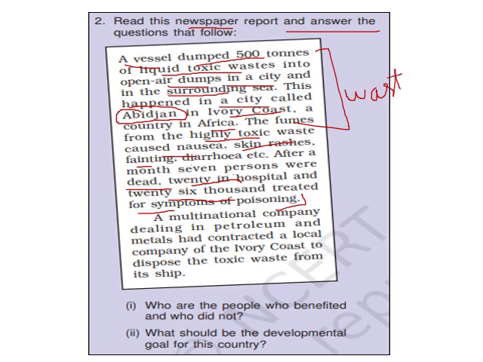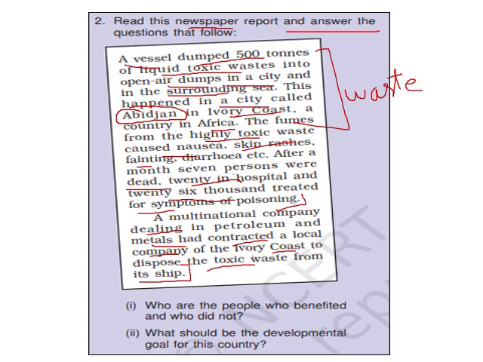Okay, this was liquid toxic waste. Now, a multinational company, which is an MNC, dealing in petroleum and metals, had contracted a local company of the Ivory Coast to dispose the toxic waste from its ship. This is what the article is.